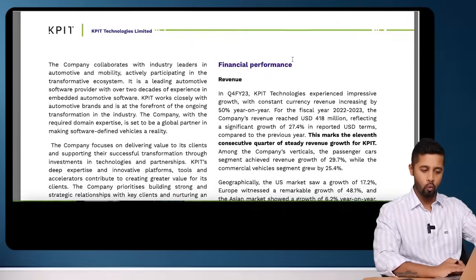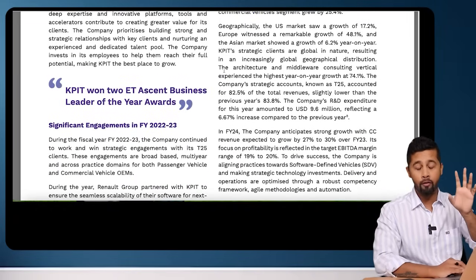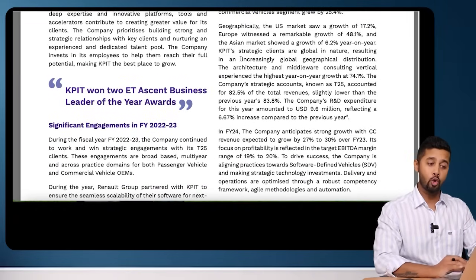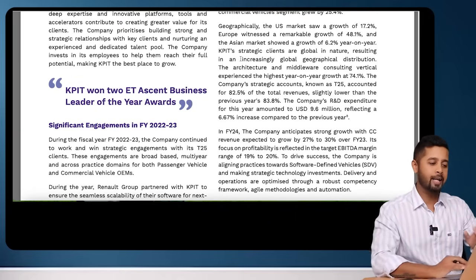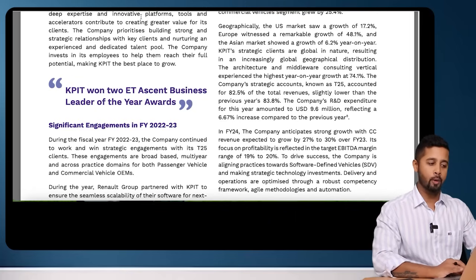Okay, the company's overview, what the products and services are, financial performance. So this is again a very, very important section that you must read if you want to do an in-depth study of a company. So we identified two important parameters in the annual report.